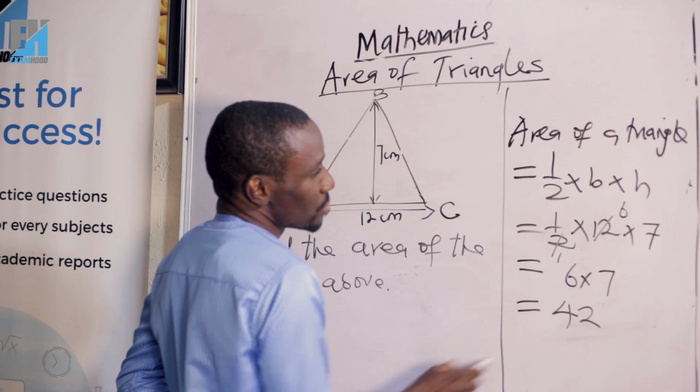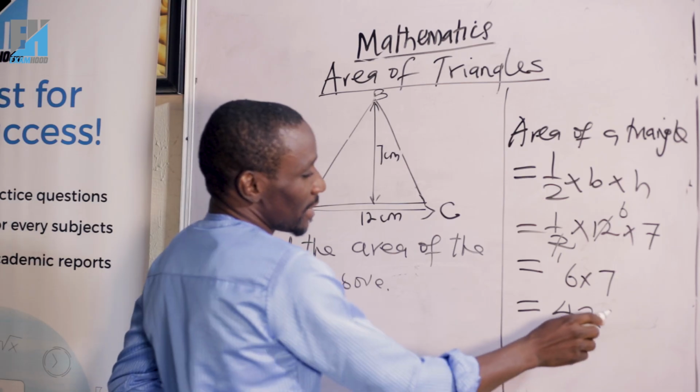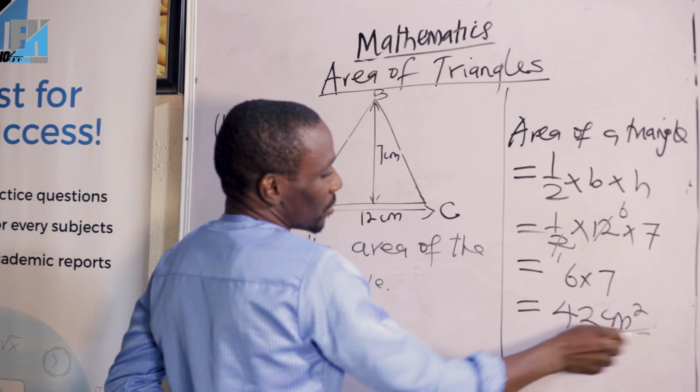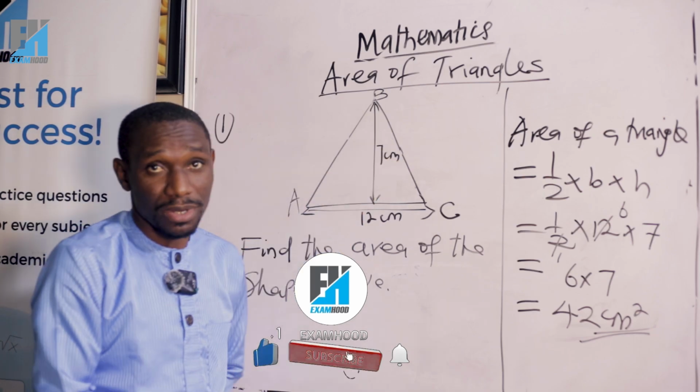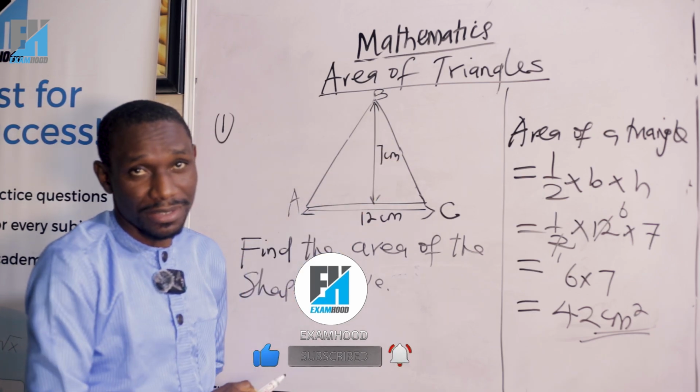42. So your unit is in centimeter square. So area of this shape is 42 centimeters square. That is the final answer.